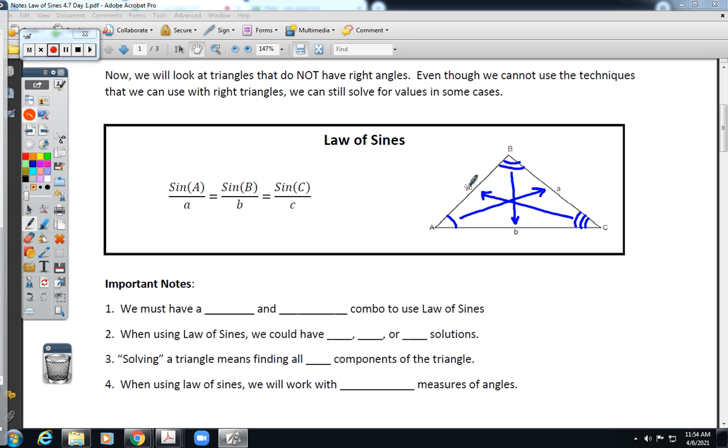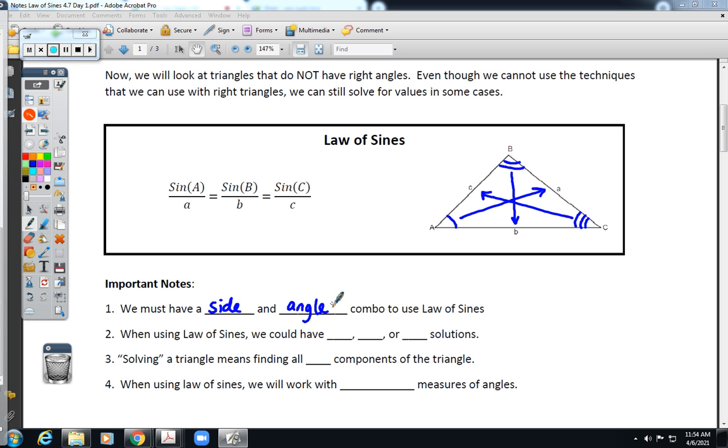And we'll never use all 3 at once. We'll use 2 of them to set up and solve a proportion. Okay? In order to do this, we must have a side length and angle measure combination. We cannot do it unless we have one full set. So like angle A and side a, if we know both of those, we can use the law of sines. But if we don't know both of them, we can't. So we've got to have one full set of matching angle and side length.